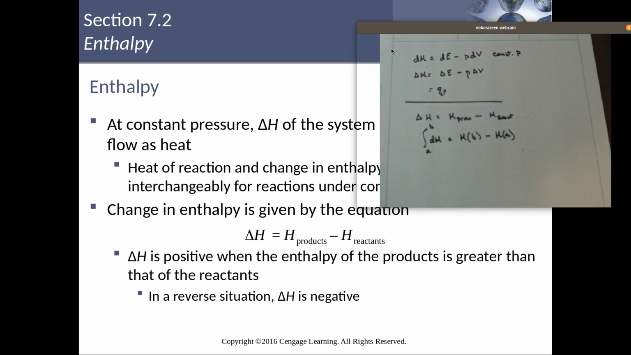Now, you may wonder, how do I calculate this? How do I get these enthalpies? I don't know this, and that's what we'll learn in a moment. So again, I can look at this in the following way. If delta H is positive, then the enthalpy of the products is greater than the enthalpy of the reactants, and it requires heat to do this reaction.